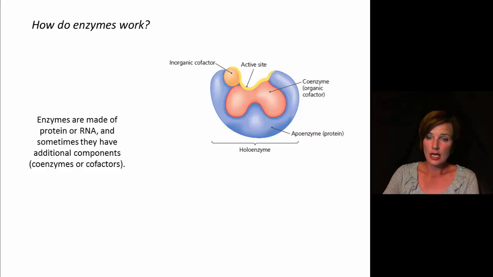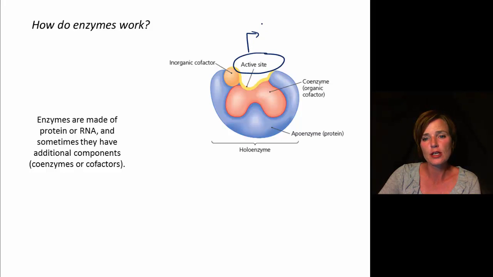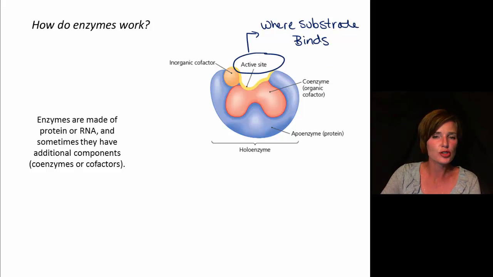Once all of this is put together, we're going to have a special place on our enzyme that's called the active site. The active site is going to be specifically where the substrate binds. Whatever that substrate happens to be, it's going to fit perfectly into that active site, which means that our enzymes are going to be very specific molecules. They're definitely not a one-size-fits-all situation.